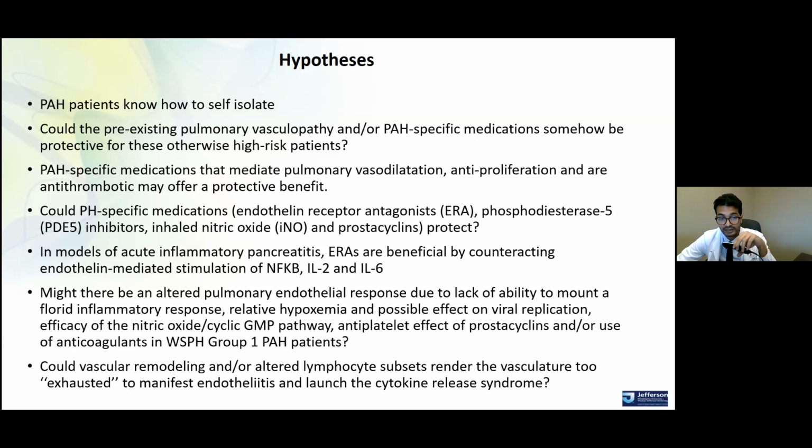And they just cannot launch the cytokine release syndrome, which seems to be responsible for worse outcomes within this group of patients. Let me remind you, all of this is hypothetical, but so far, luckily, patients with PAH have not been reported to have much worse outcomes than other patients infected with COVID-19 pneumonia.